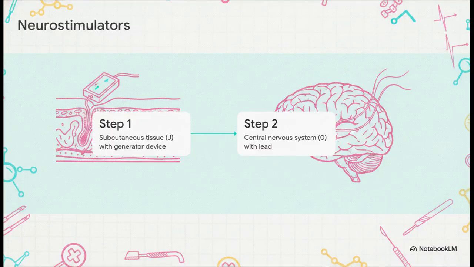Another super common intervention is inserting neurostimulators to treat conditions like Parkinson's disease, tremors, or epilepsy. Now, this one's a little tricky because it actually requires 2 separate codes.